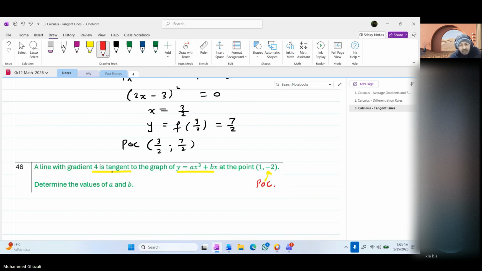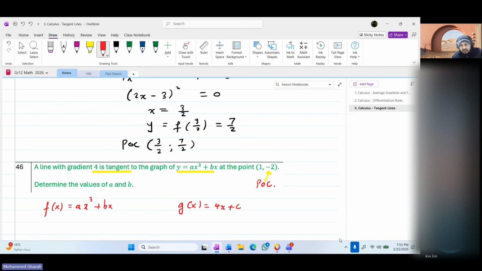First, how did we get 4? To get 4, we need to say f prime of x. So let's write down what is f of x. Let's call this function f of x, which is ax cubed plus bx. And let's call this function g of x. g of x is what? 4x plus c.